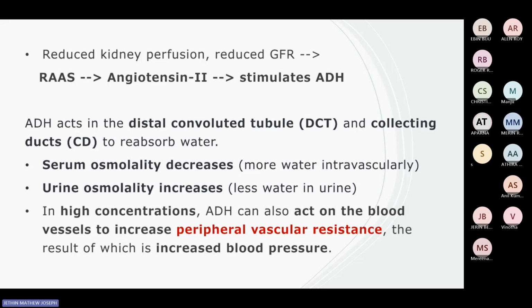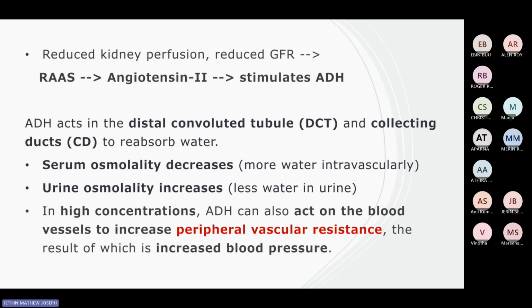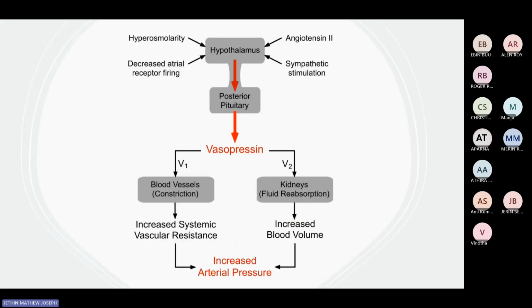And ADH has another action also in higher concentrations, where it can act directly on the blood vessels to increase peripheral vascular resistance. And this will also result in an increased blood pressure. So hypovolemia will stimulate ADH release, and ADH is going to reabsorb water from the kidney, and at high concentrations, it also increases peripheral vascular resistance and increases blood pressure as a result. Okay, so this flowchart is basically a summary of the mechanism of how ADH, or vasopressin, is produced, and the end result is increased arterial blood pressure.